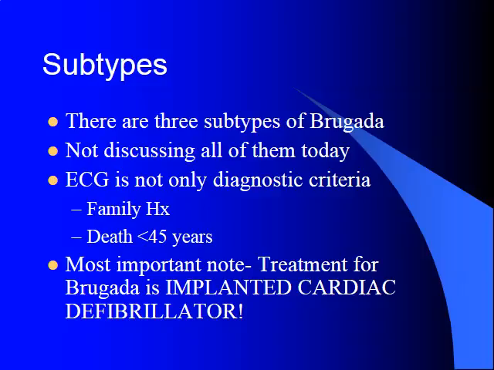As previously stated, there's 3 subtypes of Brugada syndrome. We're not going to look at them all today. The type 1 is the most common. The ECG is not only diagnostic criteria, this is hereditary. Death in the family from cardiac problems less than 45 years of age is an important predecessor. The most important note, like I already said, treatment for Brugada is an implanted cardiac defibrillator.